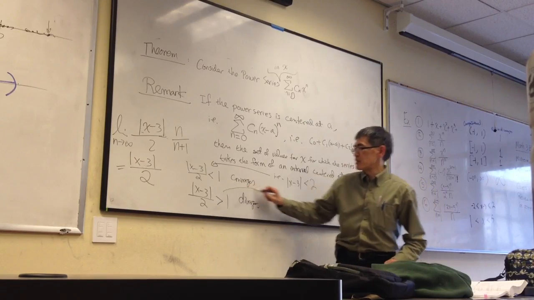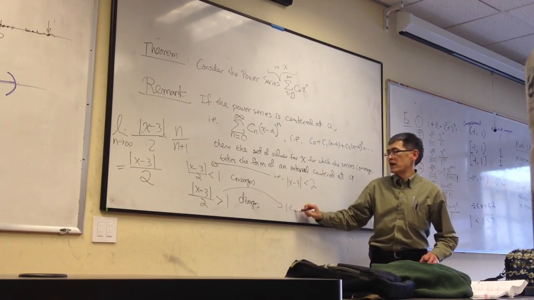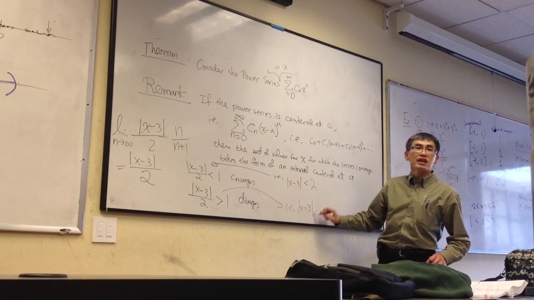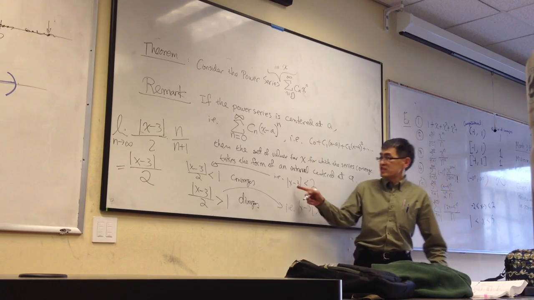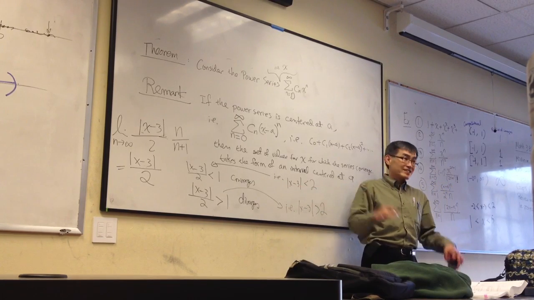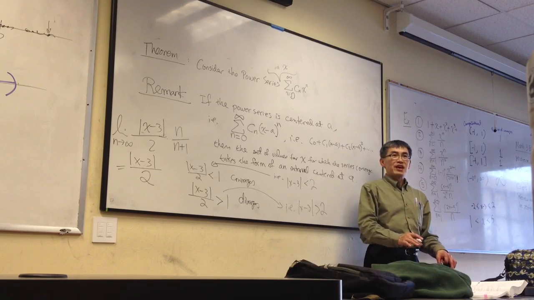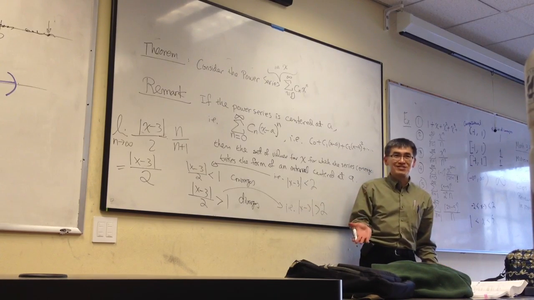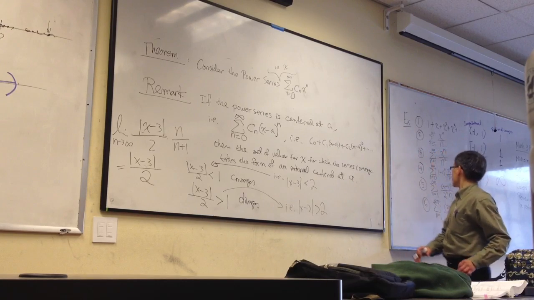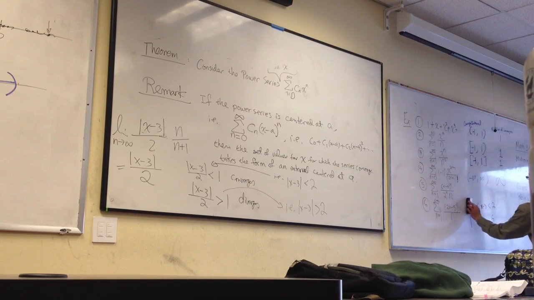Whereas this condition here, i.e., x minus 3 is what? Greater than 2, is that right? So if your distance away from 3 is less than 2, then you are safe. If your distance away from 3 is greater than 2, then it diverges. So the matter is very clear now.